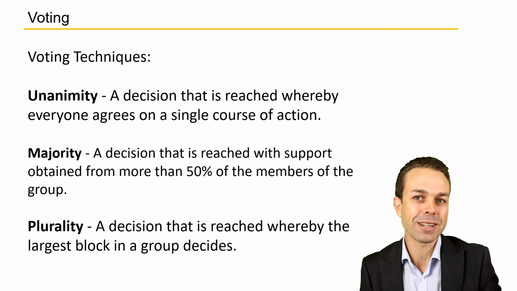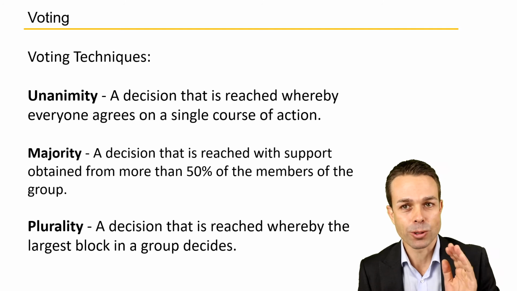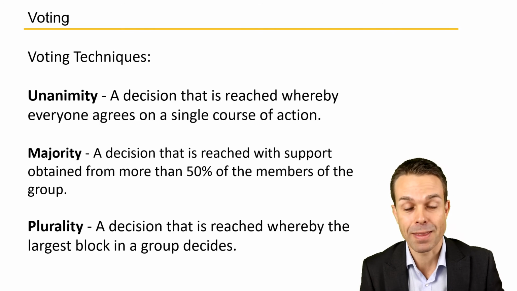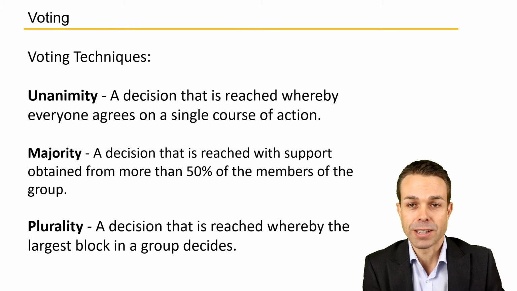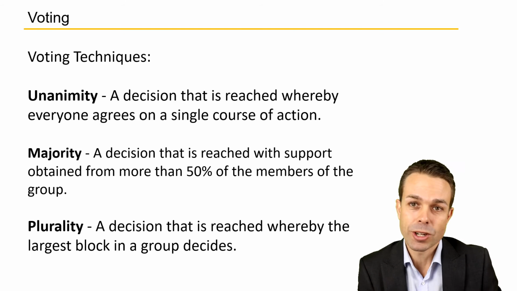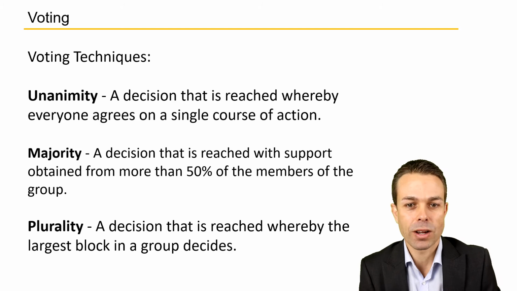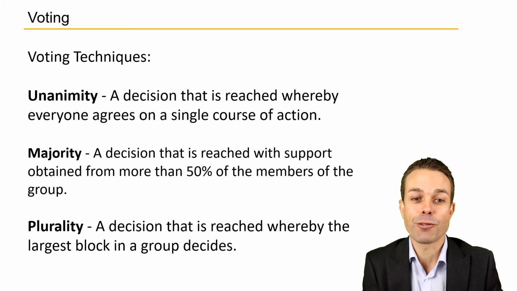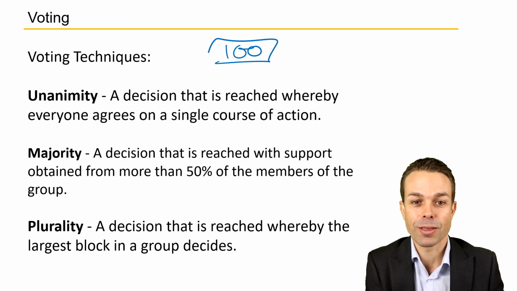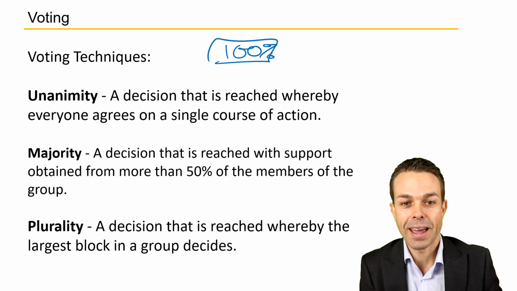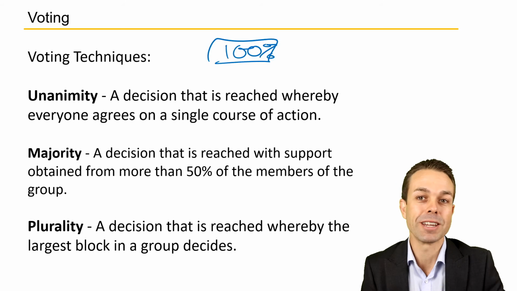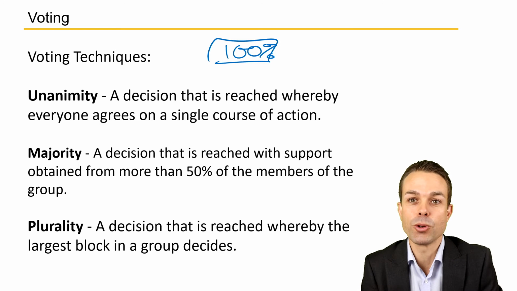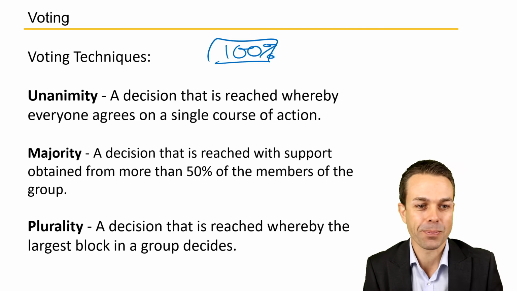There are a few voting techniques that you'll come across and that you'll see in the PMP exam and the CAPM exam as well. These might be in the form of scenario questions. First, we've got unanimity. This is where a decision is reached where everybody agrees. So you've got 100% of people, everyone is happy, everyone agrees that they're going forward. They're unanimous, so it's 100%.